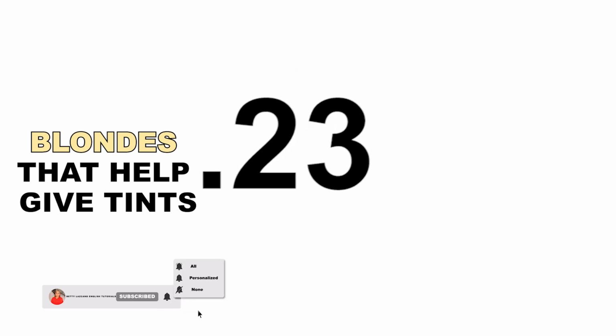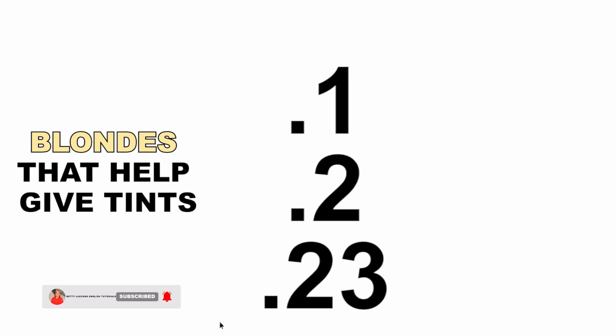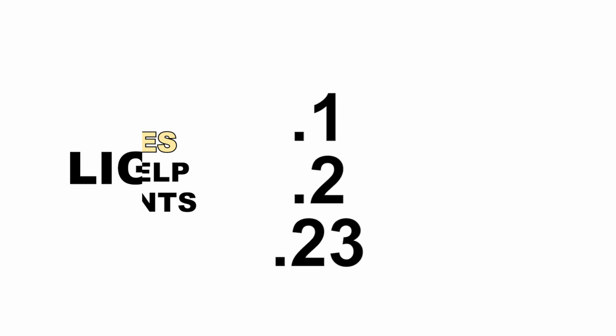The super light blondes 0.1223 help us to add tone to bleached hair. They will help us tone and give a neutral shade in the coloring.